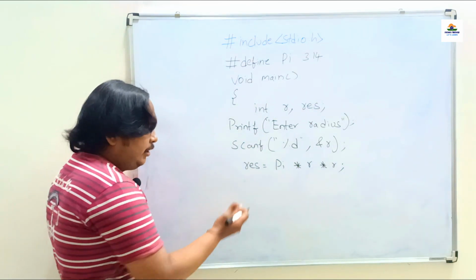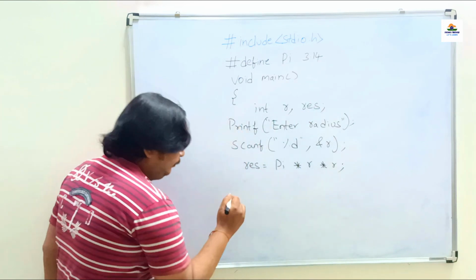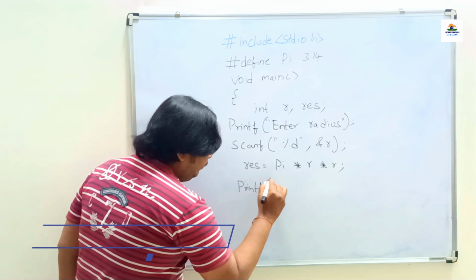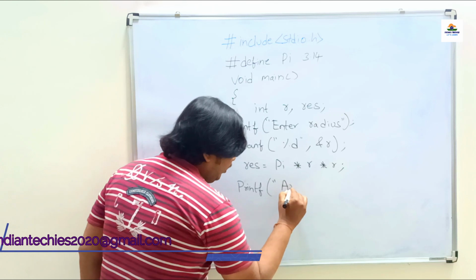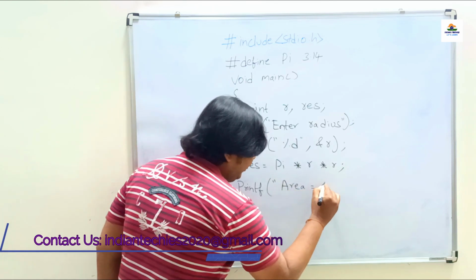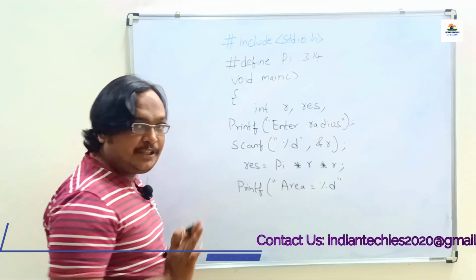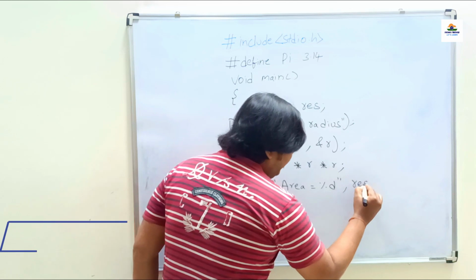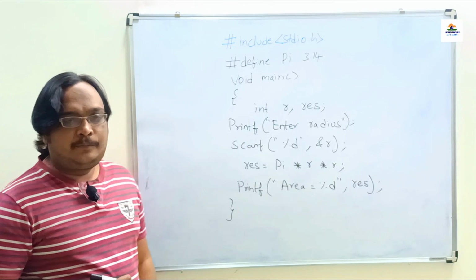Now where is the result? res. What is the data type of res? Integer. So print the result. printf. You can also write your text, whatever you want. That is, area is equal to %d. This text can be of your wish. %d. Where is the variable? res. Close this and close main.